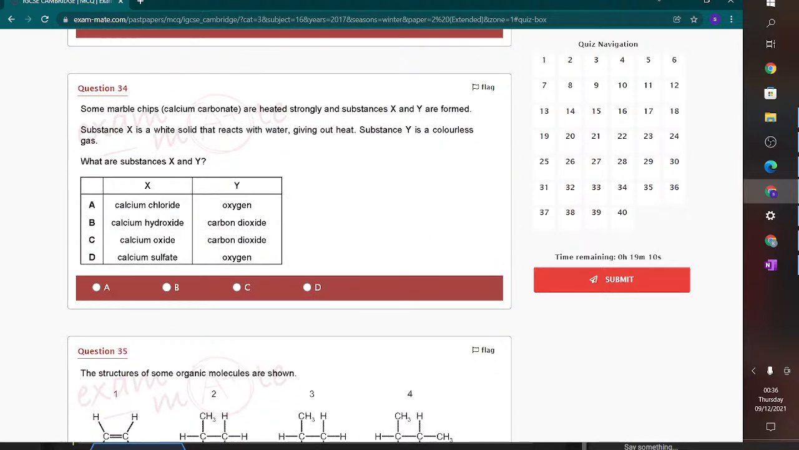Some marble chips, calcium carbonate, are heated strongly and substances X and Y are formed. Substance X is a white solid that reacts with water, giving out heat. Substance Y is a colorless gas. What are substances X and Y? If calcium carbonate is heated, it must form calcium oxide, which is lime, and carbon dioxide, which is a gas. So the answer is C.